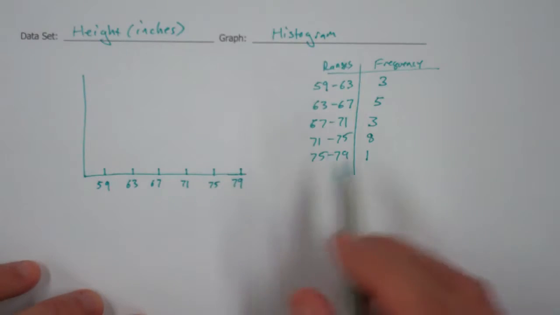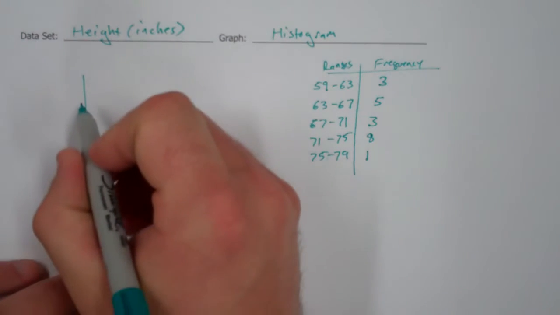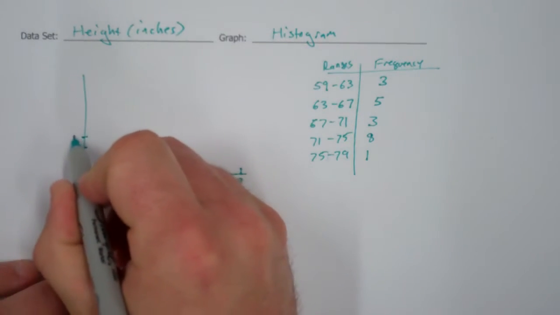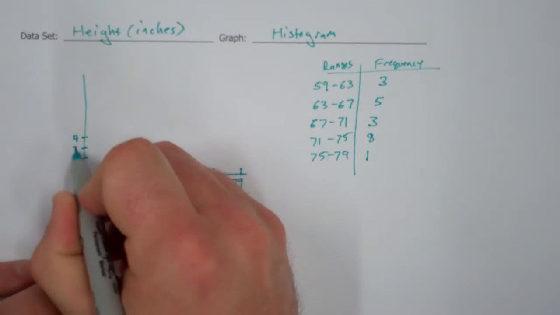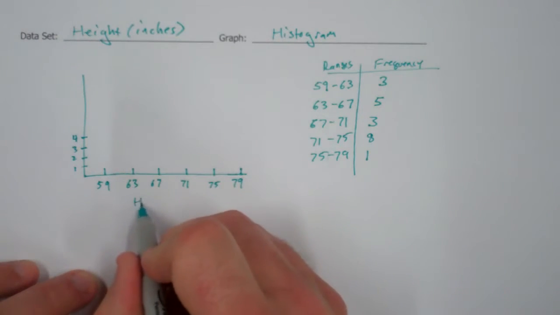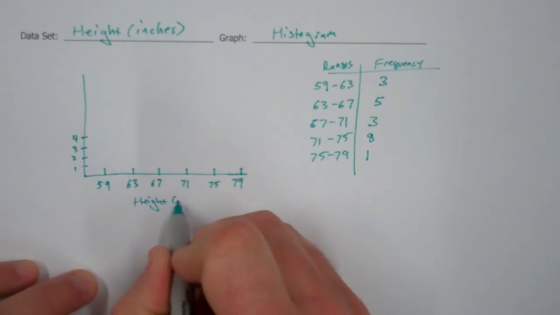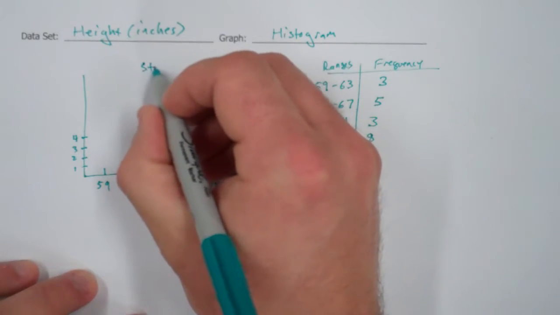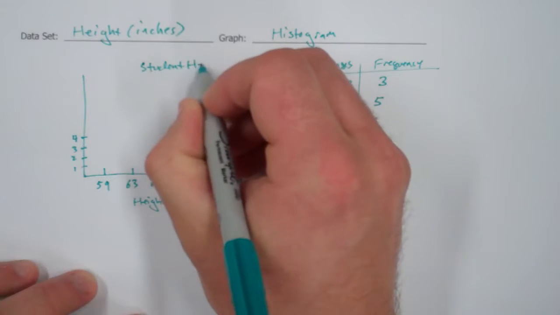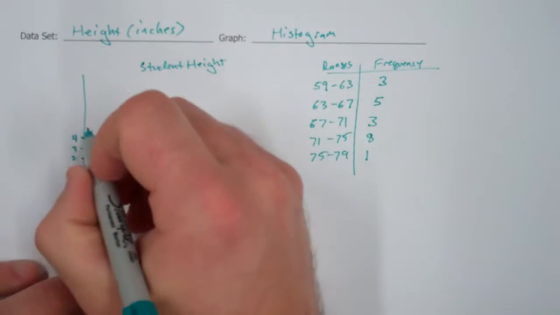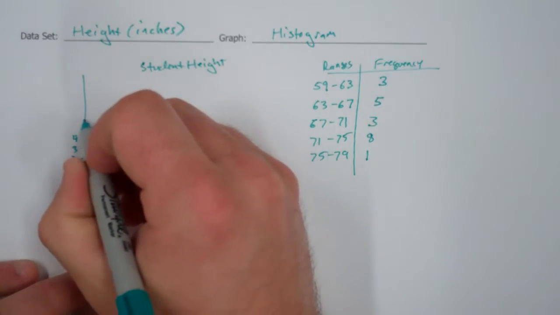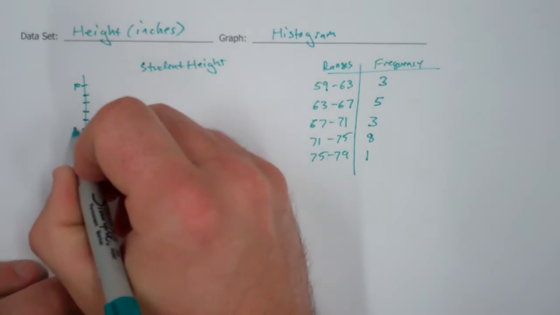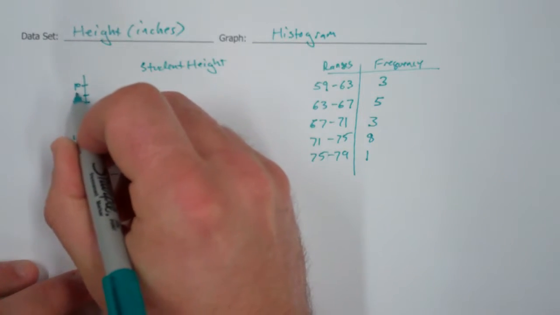Well, if we look at this, the highest number we have is 8. So we're going to have to make it all the way up to 8. So I'll go 1, 2, 3, 4, 5, 6, 7, 8, 9, 10. Label that side. So this is going to be, on the bottom, height in inches. My graph title will be student height, freshman class. That's where these numbers come from.